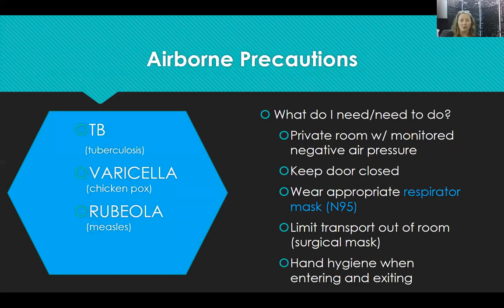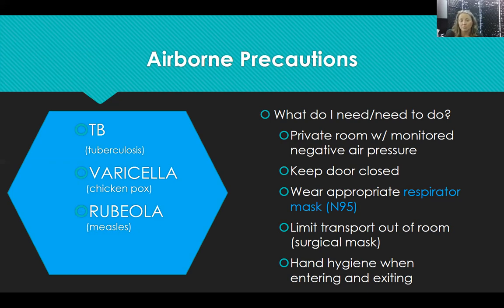First up, we'll talk about airborne precautions. So airborne precautions is for clients with organisms believed to stay suspended in the air for prolonged periods of time. Some examples of this are tuberculosis, varicella, and rubeola. COVID is also going to be under this, but I'm going to address COVID on another slide, so just hang tight on that. What do we need and what do we do?